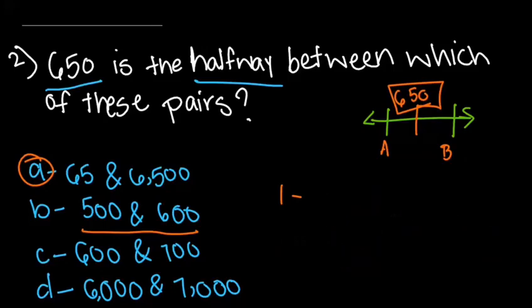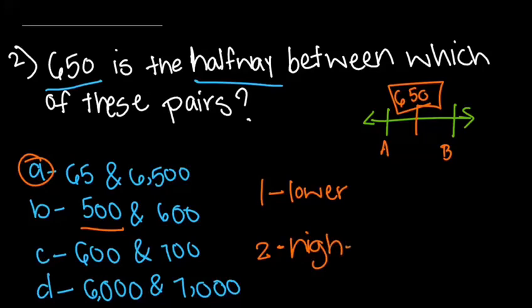For example, we have 65 and 6,500. That's not reasonable, is it? It's pretty hard to believe that 650 would be right in between 65 and 6,500. And here we have 500 and 600. They are pretty reasonable, but as we said, the first number has to be lower and the second number has to be higher. But here, the second number is lower as well. So that can't be the answer.